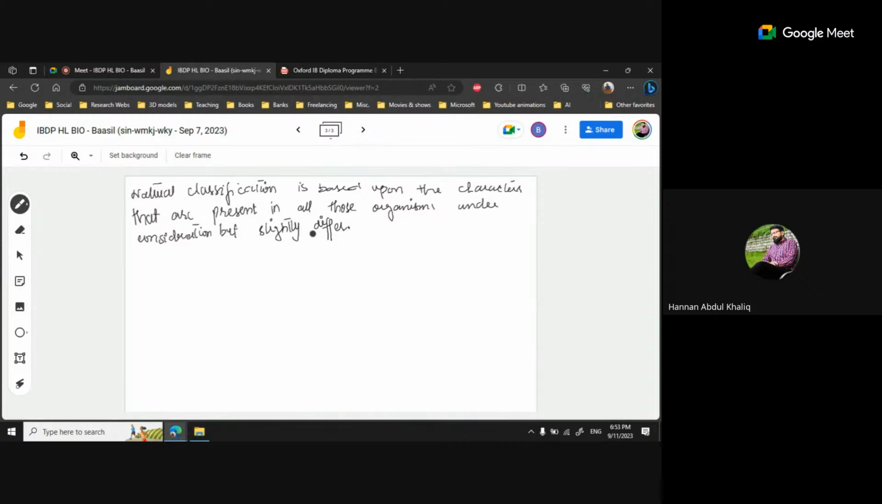So what does it mean? This type of classification would be totally unnatural, to differentiate plants and animals on the basis of something that they both are doing, but differently.